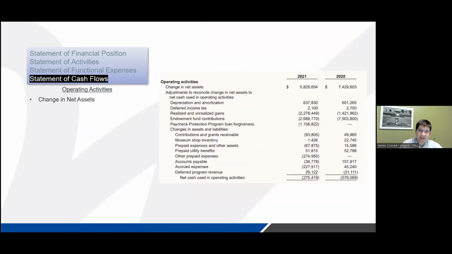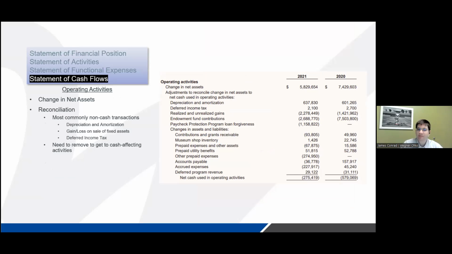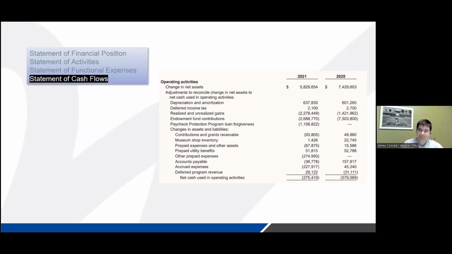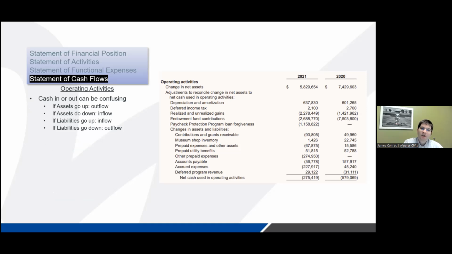So we've got our change in net assets for operating. We have that reconciliation of most commonly non-cash transactions, things like depreciation, gain and loss, deferred income tax, and the unrelated business income tax if you have it. We really need to back those out to get the cash-affecting portion of the activities. And then our changes in operating assets and liabilities: receivables, prepaids, inventory, etc. So that's a global look at operating activities.